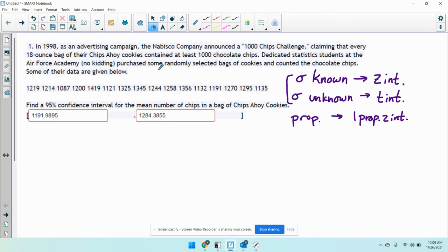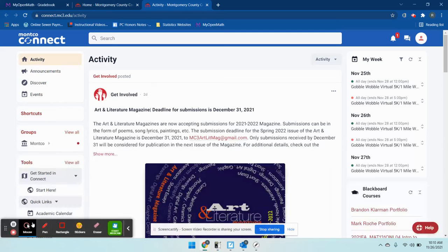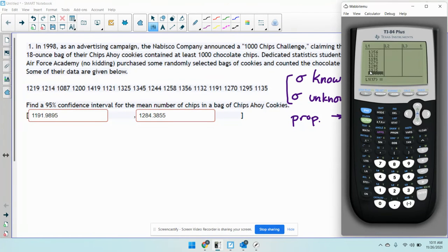But nowhere in this problem does it tell us the standard deviation for the population of all Nabisco cookies. So in this case, it looks like we're going to use a t-interval. But notice the data is given to us in list form. So before you do anything else, you're going to go to your stat list. You're going to edit, clear out everything you have, up, clear on the L1, enter. And I'm going to input this data. I'll pause the video real quick just so you don't have to watch me input all the data. Okay, so I have all my data in L1.